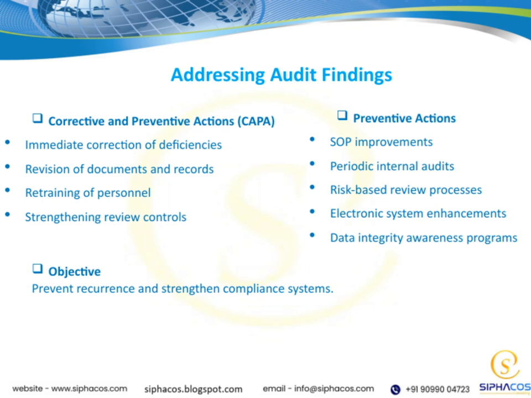When we do find gaps, we're addressing them through corrective and preventive actions, or CAPA. This involves immediate correction of deficiencies, revising relevant documents and records, retraining personnel as needed, and strengthening our review controls. All of these steps are interconnected. By proactively improving our systems and responding decisively when issues arise, we aim to build a stronger, more compliant organization that consistently meets our standards.